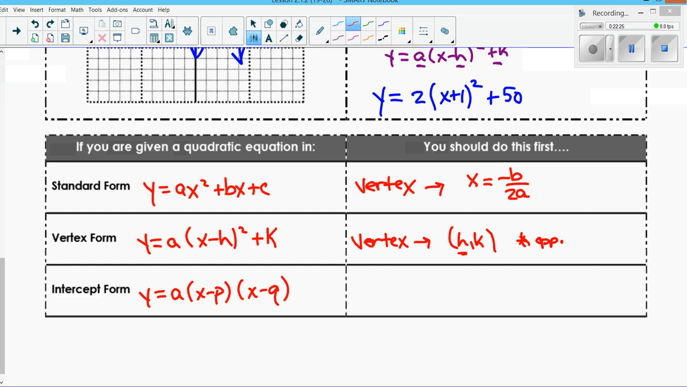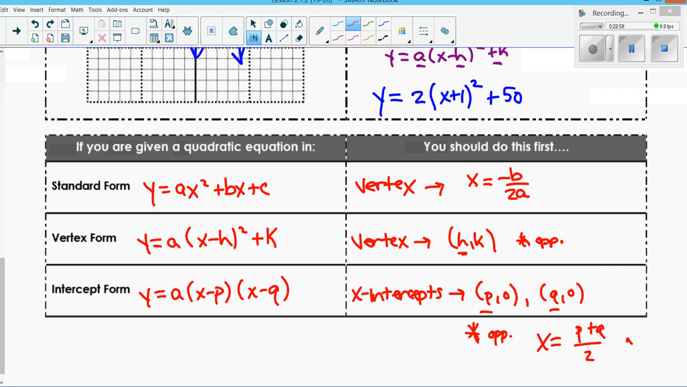When you are in intercept form, the first thing you want to find is your x-intercepts, not your y. So x-intercepts, which are just your p value, comma 0, and your q value, comma 0. And I'm going to again make a note here that these are opposite. So whatever it looks like, p and q are opposite. Alright, so that should give you an idea. From your x-intercepts, then you can use that form x equals p plus q divided by 2 to find your vertex.